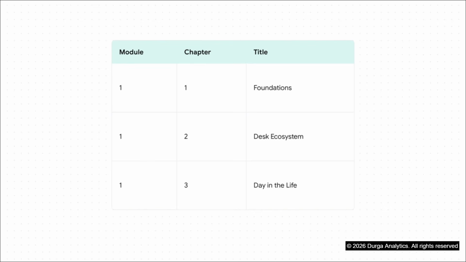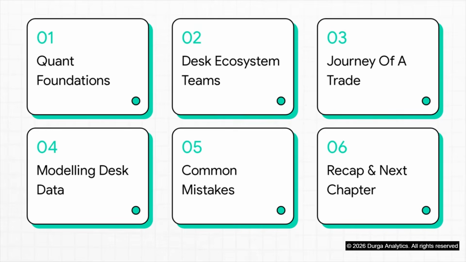This is a foundational piece, but trust me, it feeds directly into the real-world applications we're going to build later, especially Capstone Project 4, the Trader Risk Dashboard. Here's our roadmap for this chapter. First, quant foundations. Then, the desk ecosystem teams, the journey of a single trade, modeling desk data and projects, some common mistakes, and a self-check. And we'll wrap it up with a recap and next chapter.